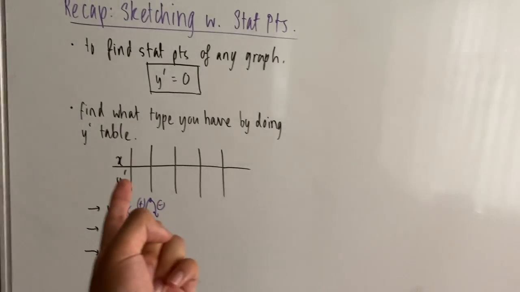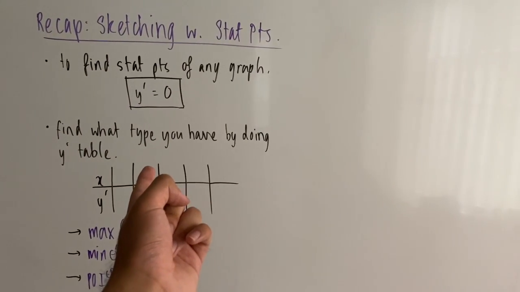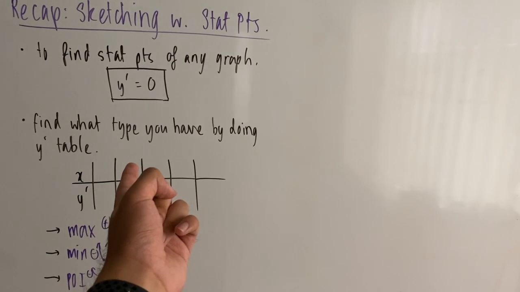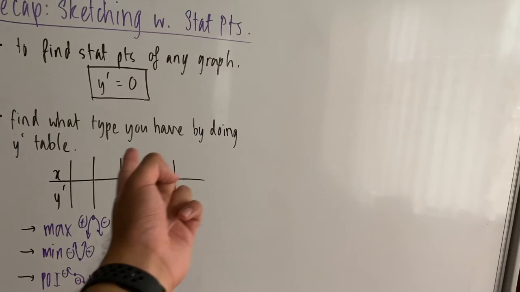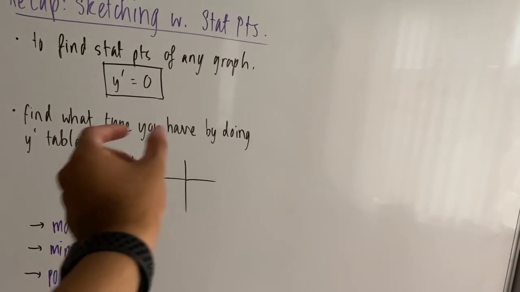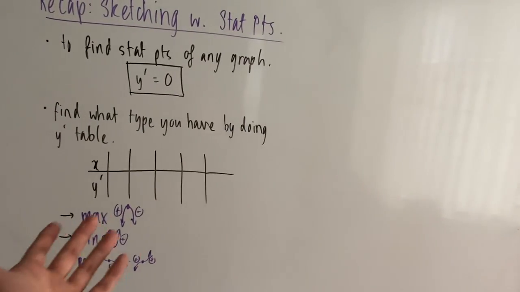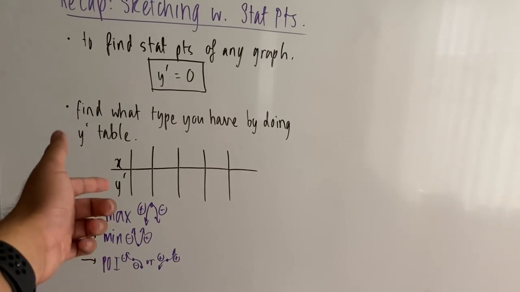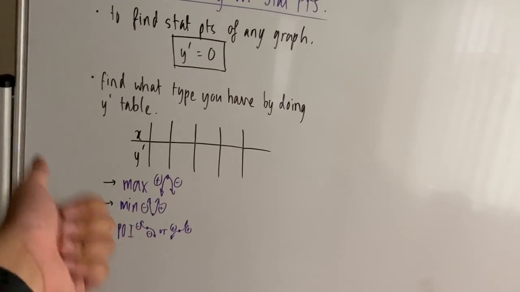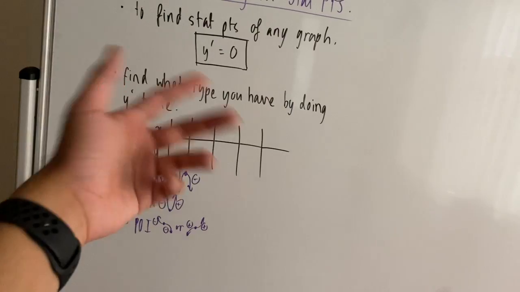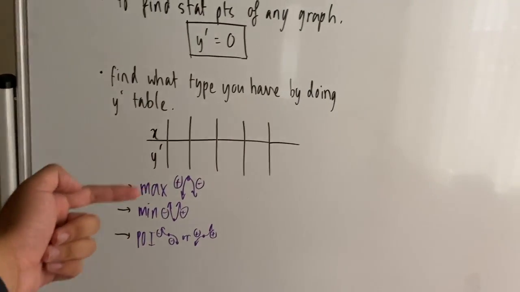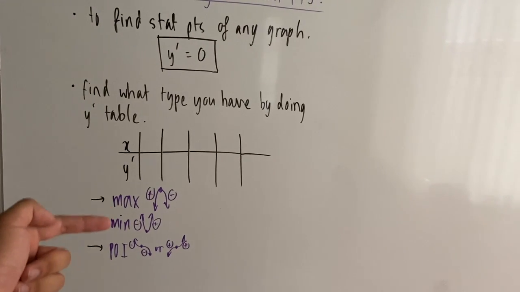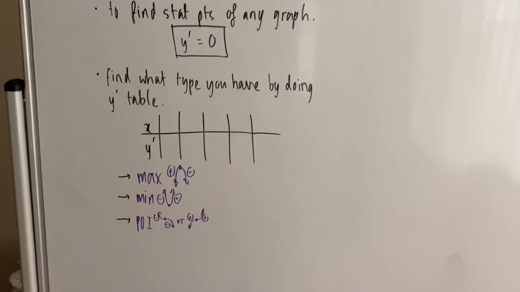So remember, you need to put your x coordinates that you just found in the second and the 4th slot, and the numbers around it, well, that's up to you to decide. And that's how you can find out what your y dash is going to be, whether it's going to be positive, negative, or negative, positive, or negative, negative, or positive, positive. And that eventually helps you find out whether your stationary points are maximums, minimums, or points of inflection.